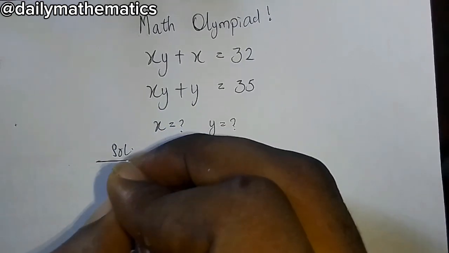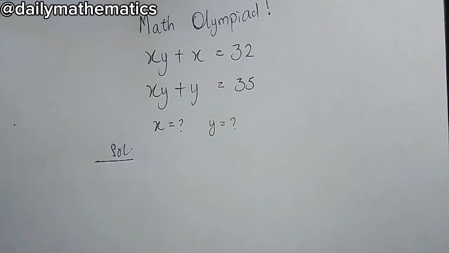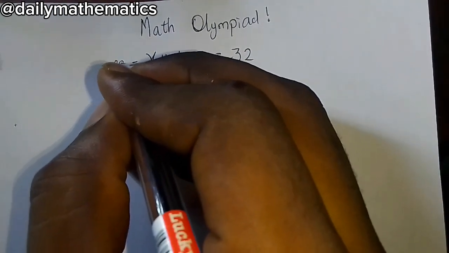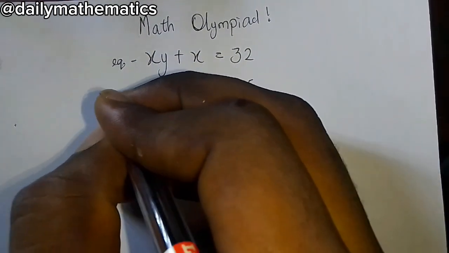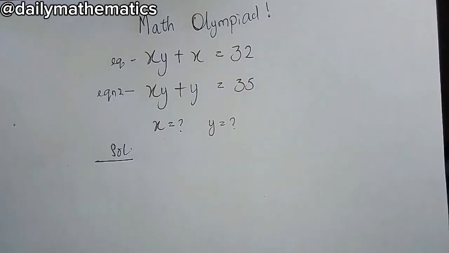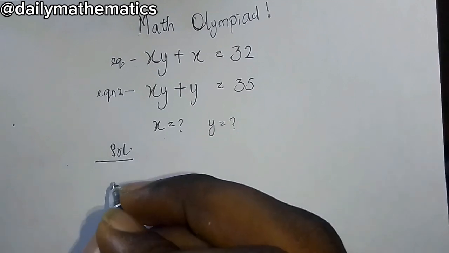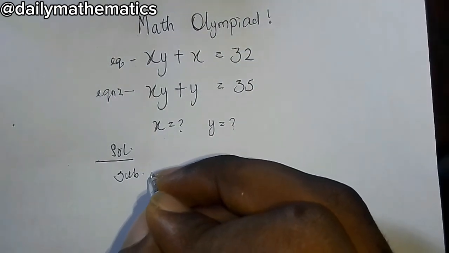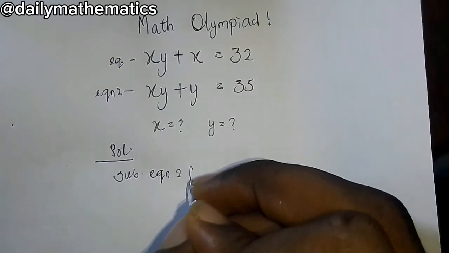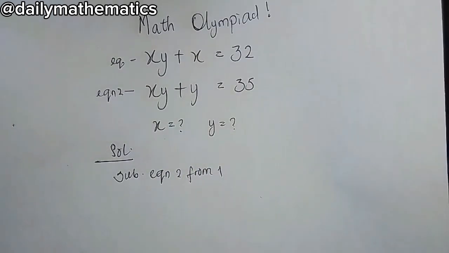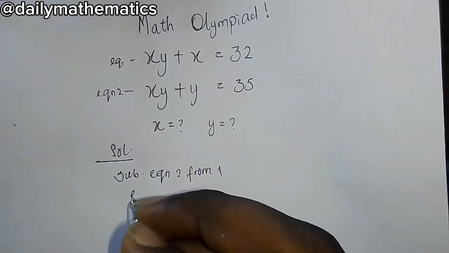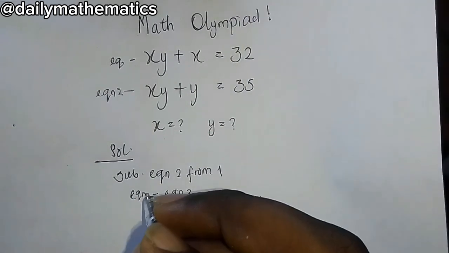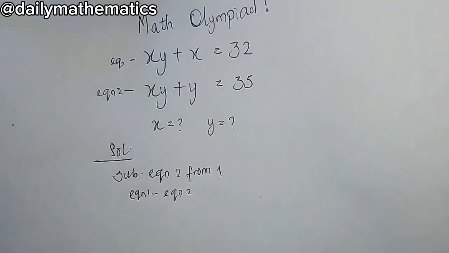Solution. First of all, what are we going to do? We have this, I will name it as equation 1 and this as equation 2. Right, so what are we going to do? We're going to subtract equation 2 from 1. And what does that mean? It means equation 1 minus equation 2.